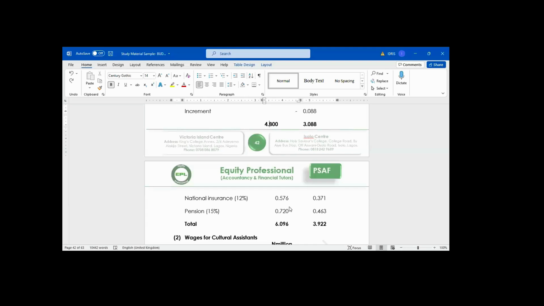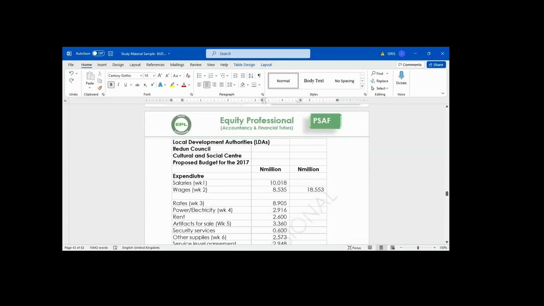For director, 10.896. No, what I'm saying is 6.096 plus 3.922. For that salary, that is how much? 10 point what? 10.018. That is the salaries that we are going to use in the question. Do you understand?